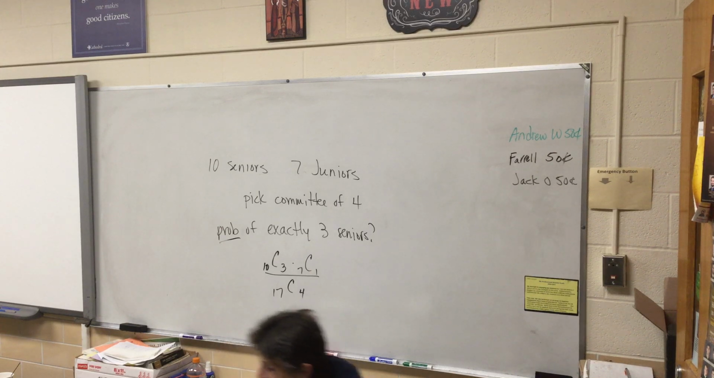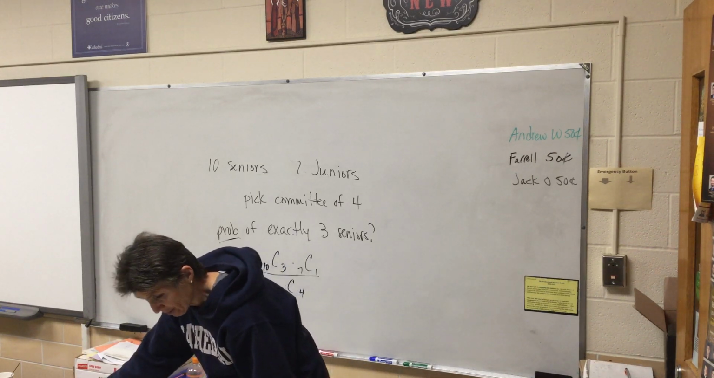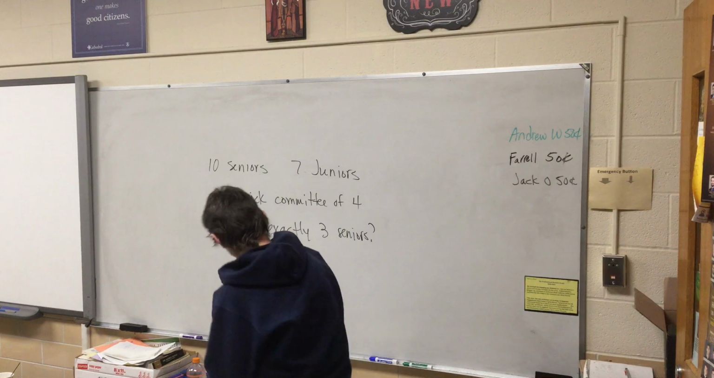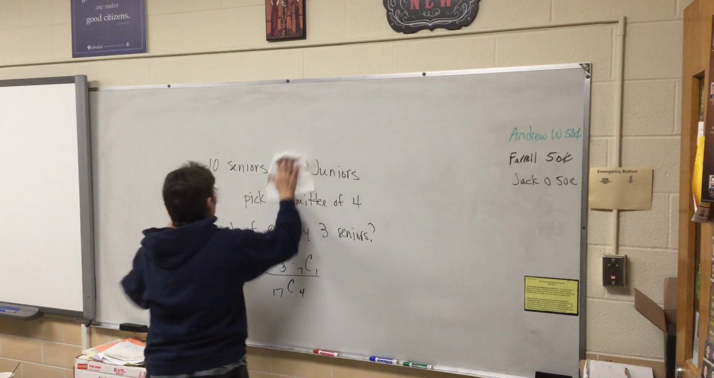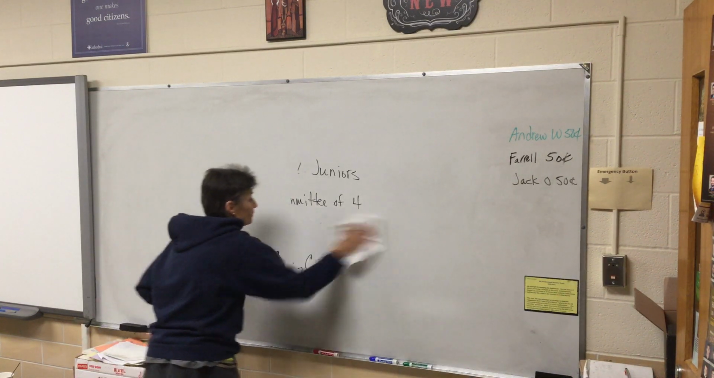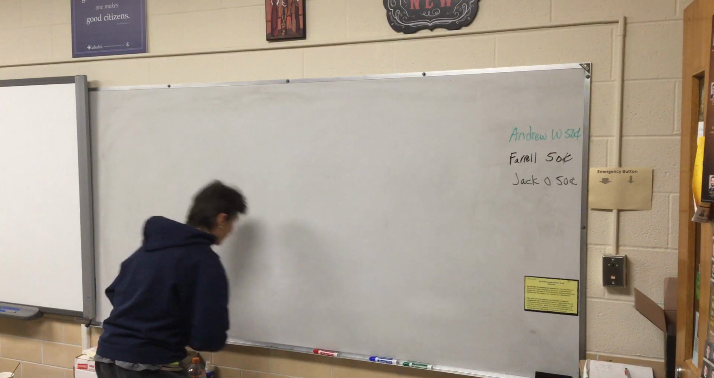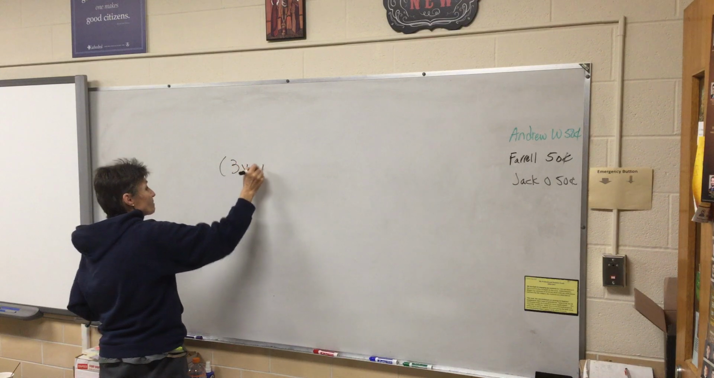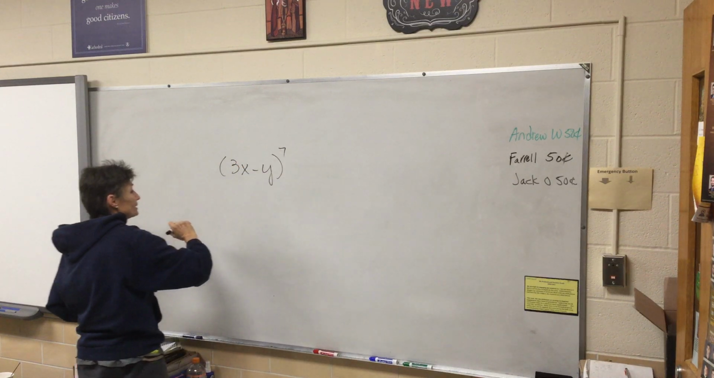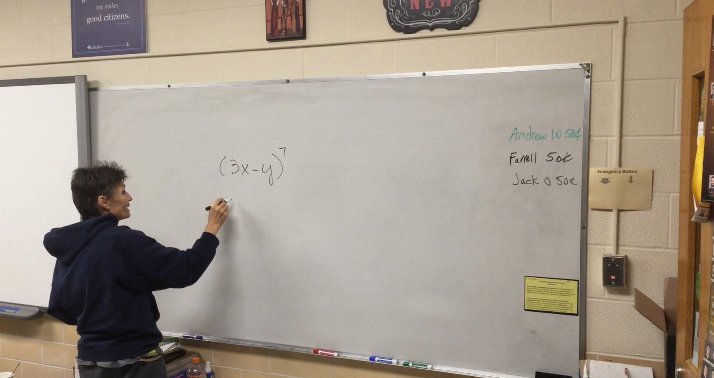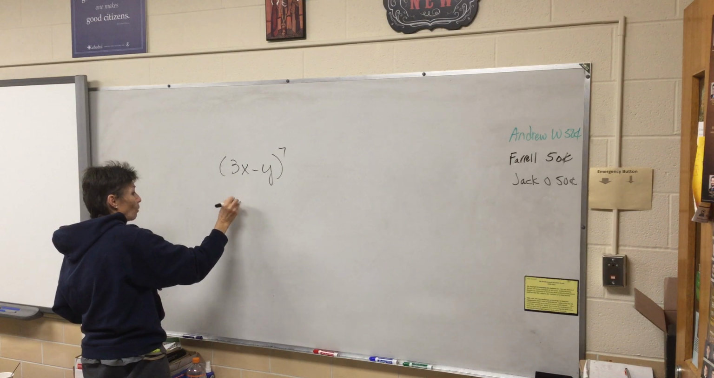Okay, one more review problem, then we'll get started on our Venn diagrams. Let's consider the expansion (3x - y)^7, and let's say we want to find the 4th term.